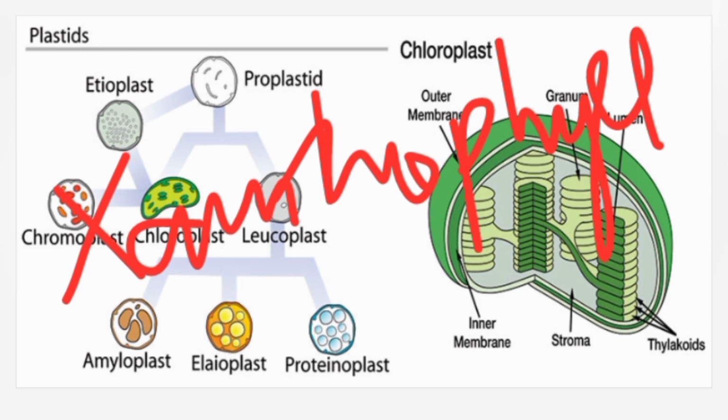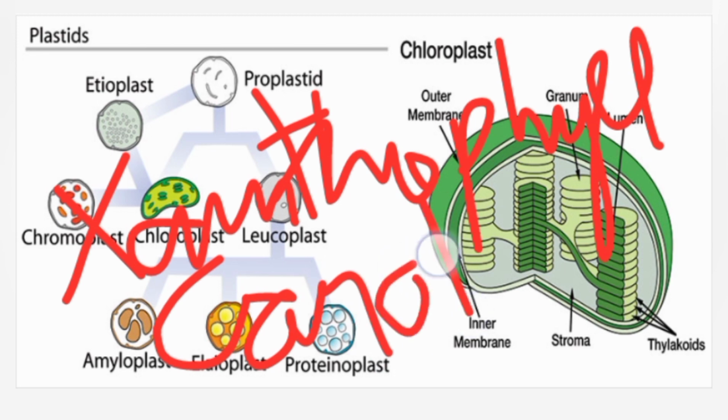Okay, so xanthophyll is the yellow colored pigment. On the other hand, we have the carotene, which is the orange red pigment.